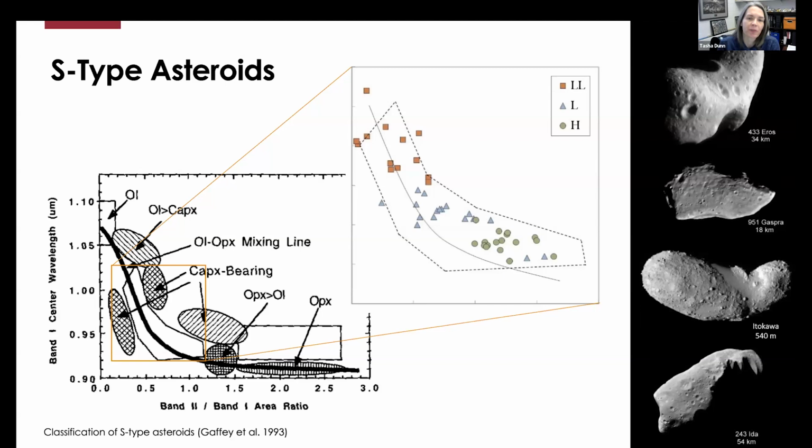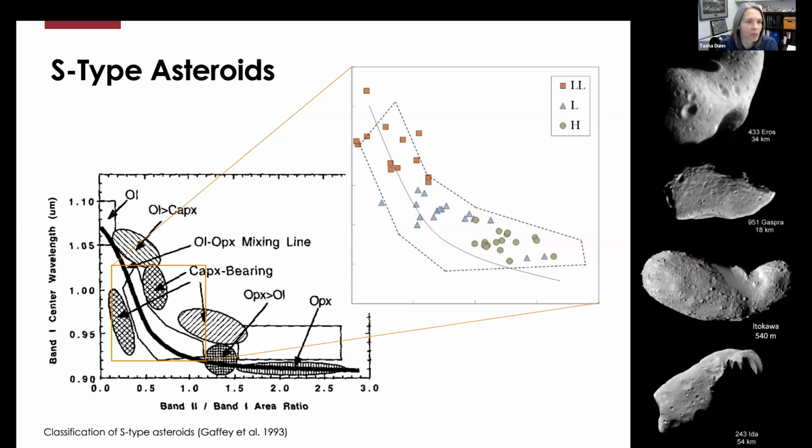The best way to search for parent bodies of ordinary chondrites is to look at the surface mineralogies of the S-type asteroids. The first study to do that was Gaffey et al. 1993. They determined the mineralogies of 32 S-types using band area ratio and band 1 center, and observed that they basically represent a nearly continuous mixing line from pure olivine to pure pyroxene.